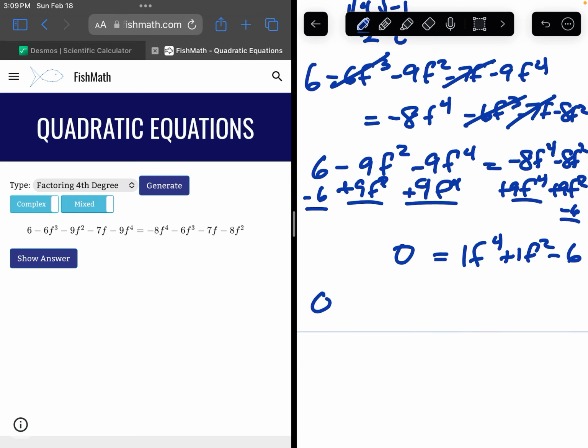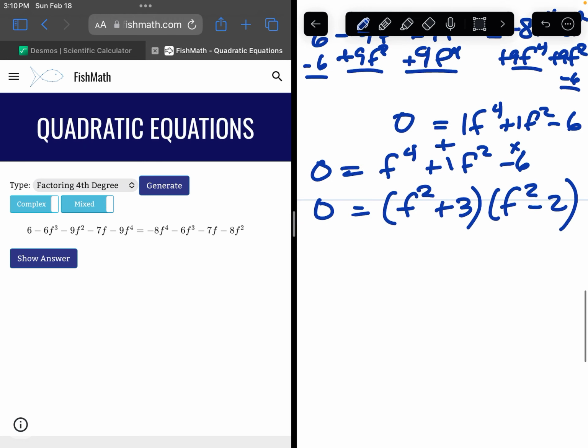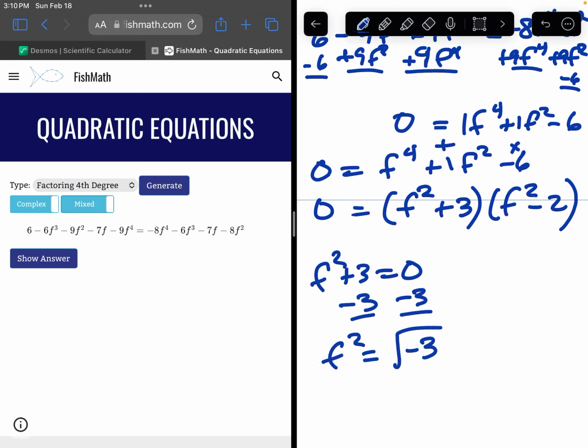And now we should be able to factor. So f to the fourth plus 1f squared minus 6. So multiplying to -6, adding to 1. So f squared plus 3, f squared minus 2. So f squared plus 3 could be 0. That's going to be some complex answers here. So f squared equals -3, plus or minus square root. So that would be plus or minus the square root of 3 i.